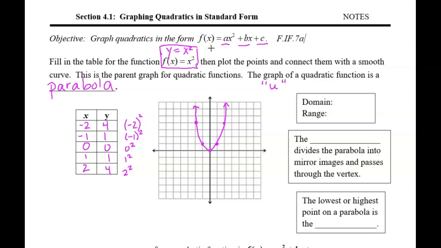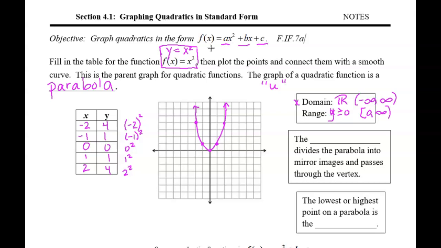The domain is the x values. You can plug in any x value you want. So we call this all real numbers, or from negative infinity to positive infinity. The range is your y values. On x squared, the lowest y value is 0, and then we can use all the y values that are bigger. So y is greater than or equal to 0, or in interval notation, 0 to infinity.